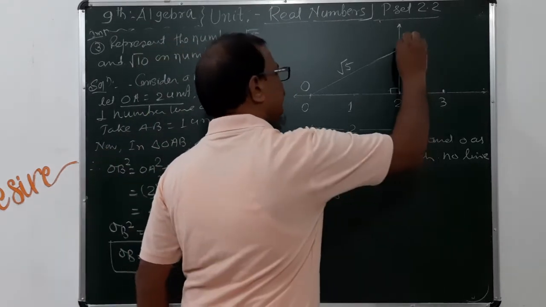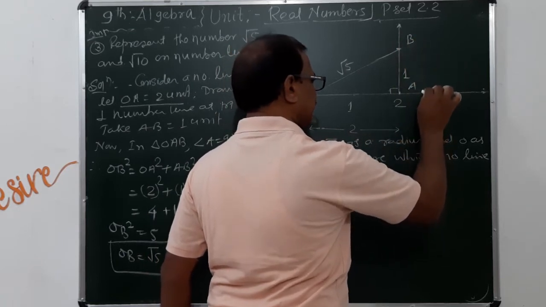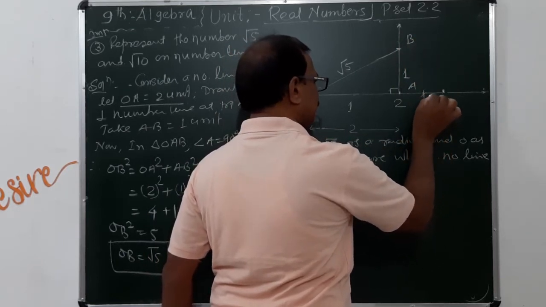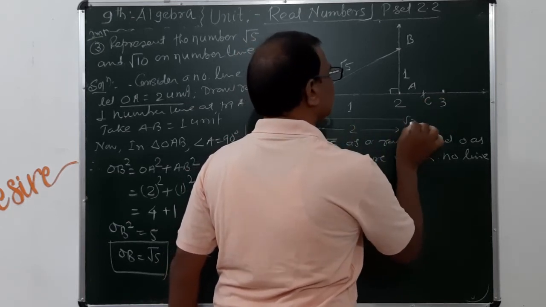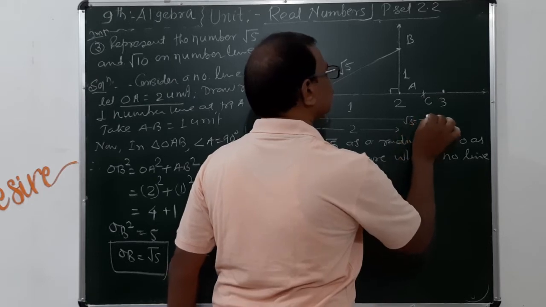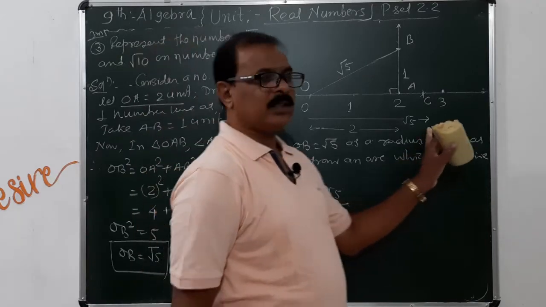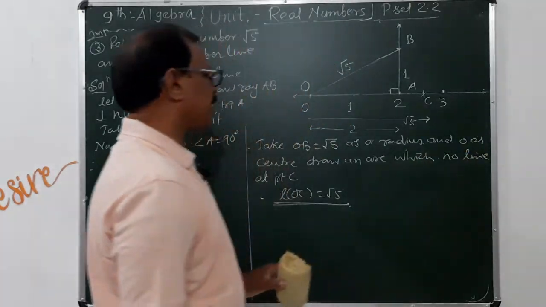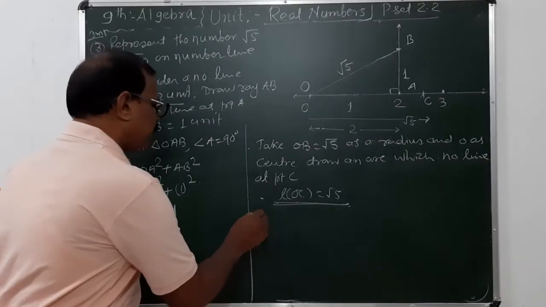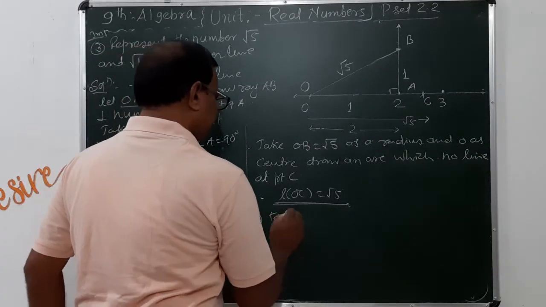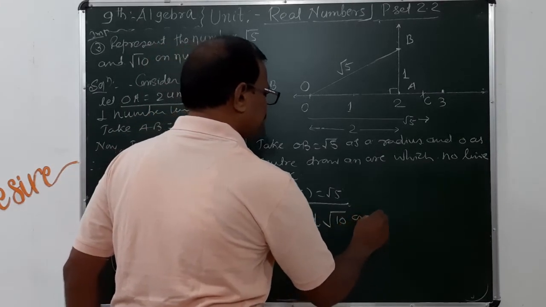So here, what to do? You will get like this. If you take this, then here is point C. You will get point C, and therefore this much distance is nothing but root 5. So in this way, we can find root 5 on the number line. Okay. Now, secondly, to find root 10 on the number line.